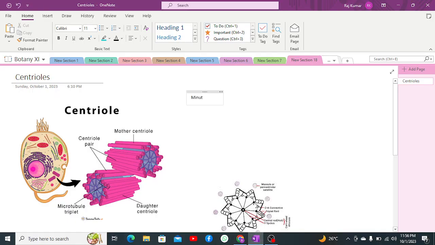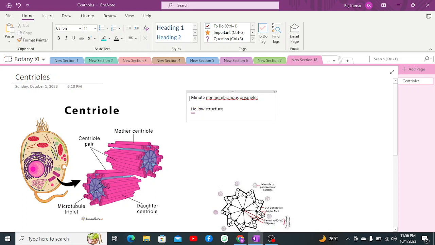What are centrioles? These are minute, non-membranous organelles present in animal cells only. They are absent in plant cells. And they have a hollow structure.